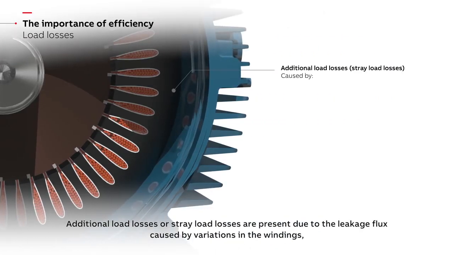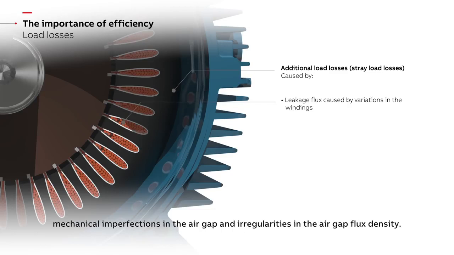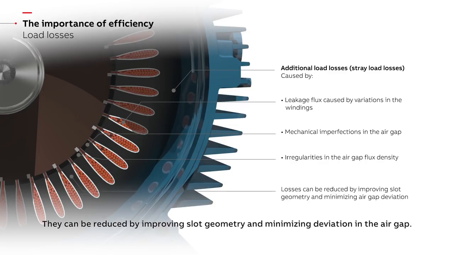Additional load losses or stray load losses are present due to the leakage flux caused by variations in the windings, mechanical imperfections in the air gap, and irregularities in the air gap flux density. They can be reduced by improving slot geometry and minimizing deviation in the air gap.